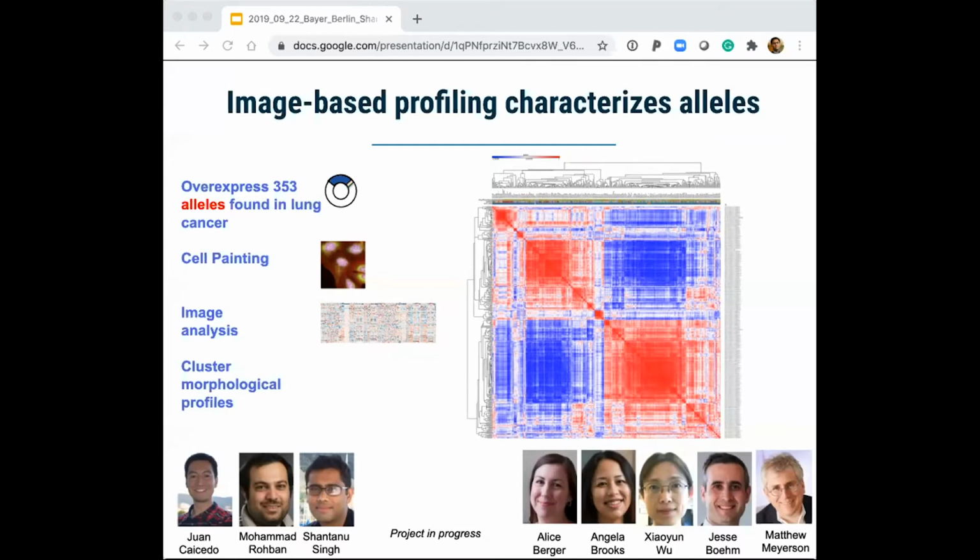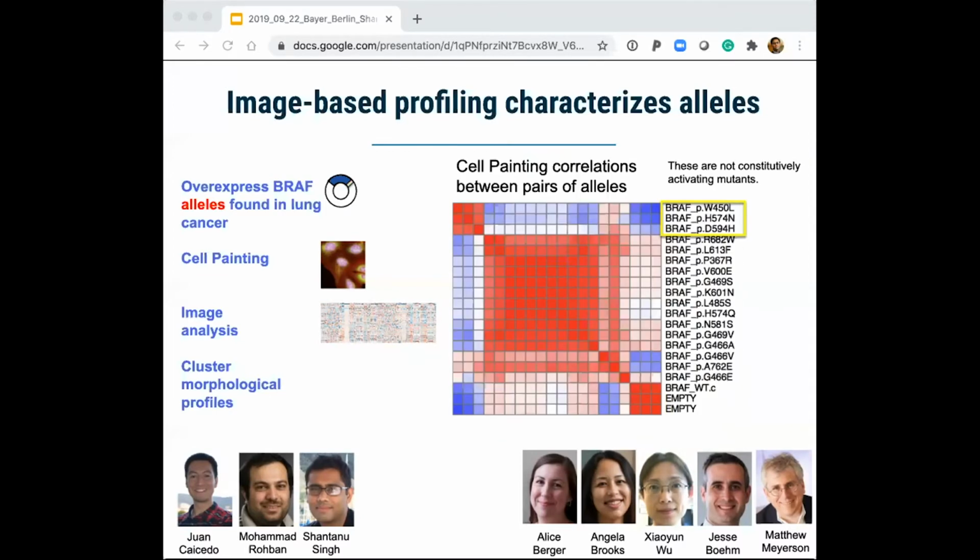subtypes. The grouping of genes here broadly fits known biology, but more interestingly, looking within a given gene, for example, BRAF here, we find that the similarities between alleles mirror what is known about their activity. For example, the group up here are known to fall into a similar class. We overexpress the wild type here at the bottom, and we overexpress each mutant, and we see which ones yield similar morphological profiles.